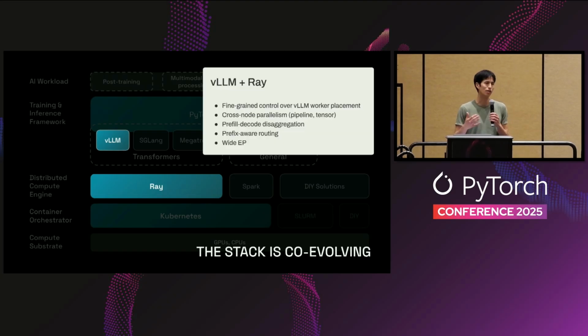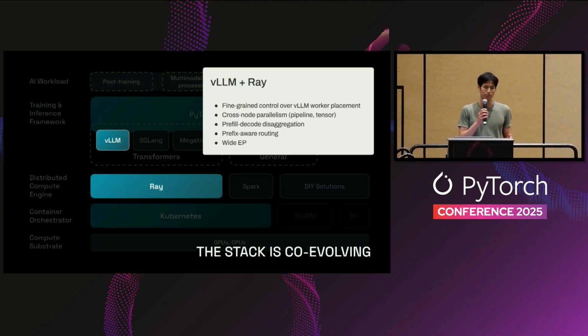And so Ray and vLLM, the open source communities have worked closely together to really enable fine-grained control over placement of the different vLLM workers. For example, if you're doing prefill decode disaggregation, right? With LLM inference, there's the prefill stage where you process the inputs, which can be more compute bound. There's the decode stage where you're generating tokens, which can be more GPU memory bandwidth bound. It can make sense to separate those onto different pools of compute or different GPUs so they don't interrupt each other, and you get more predictable performance and better tail latencies and things like that.